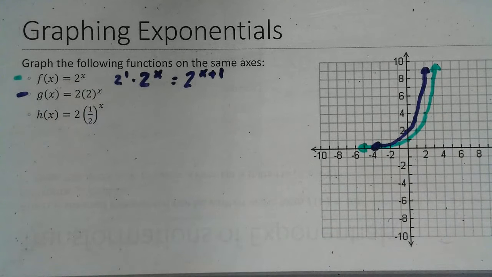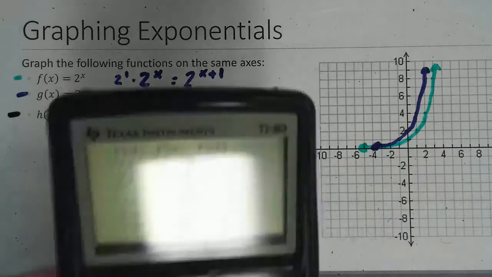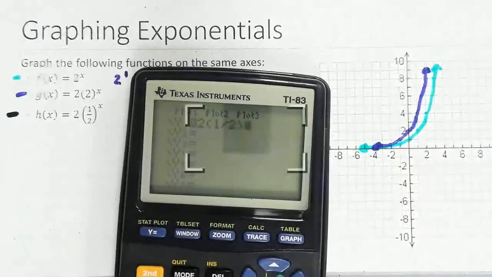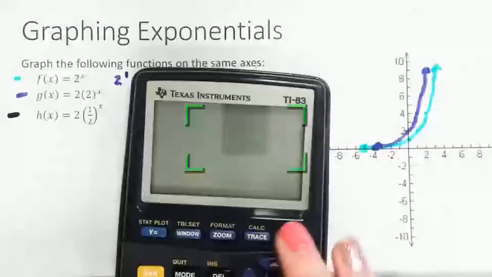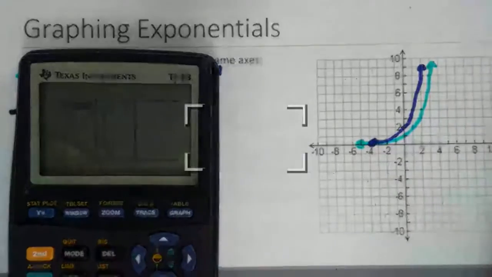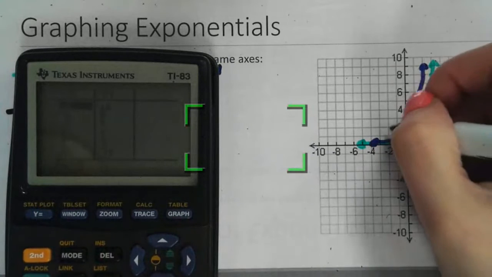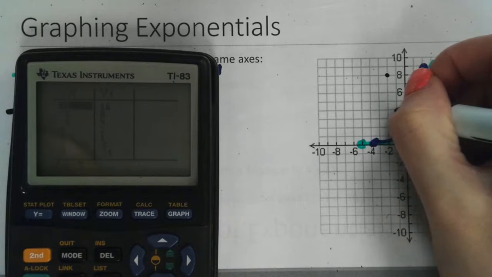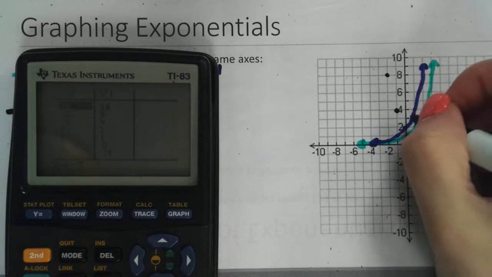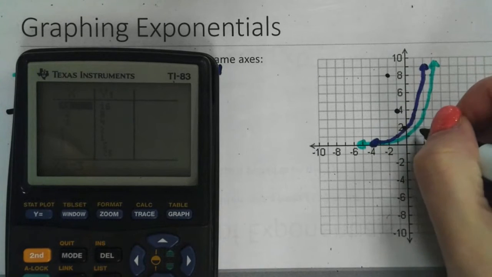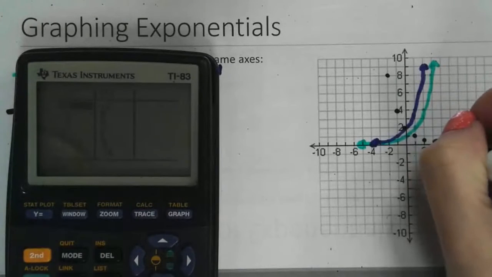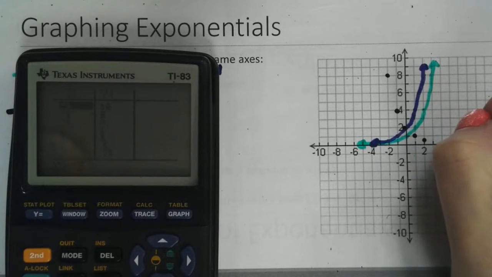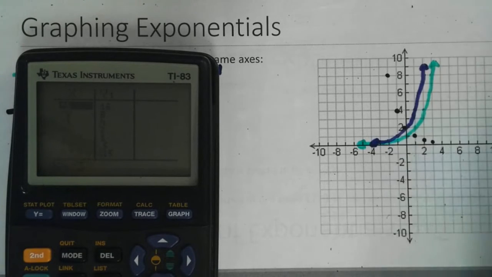Finally, we're looking at h of x equals 2 times 1/2 raised to the x. I'll graph this one in black. Let's start by looking at the table. So we have 2 times 1/2 raised to the x. So we get -3, 16, that's going to be off my graph. -2, 8. -1, 4. 0, 2. 1, 1. 2, 1/2. 3, 1/4.